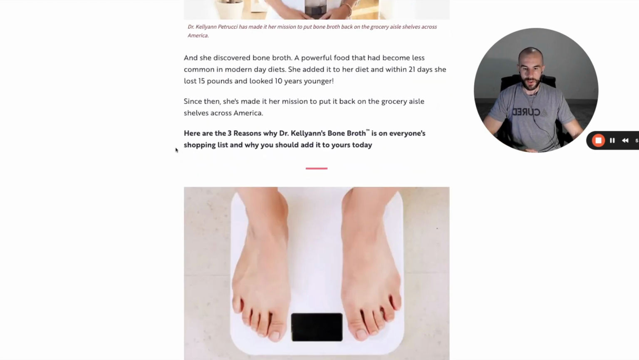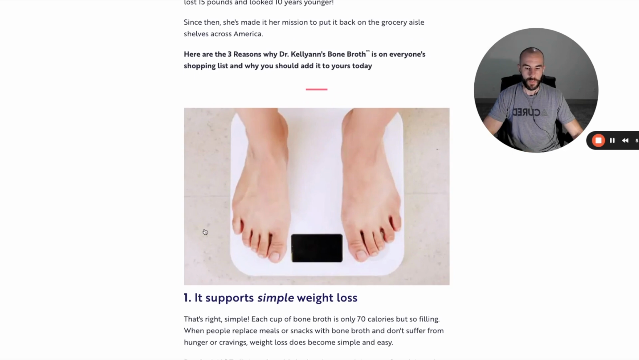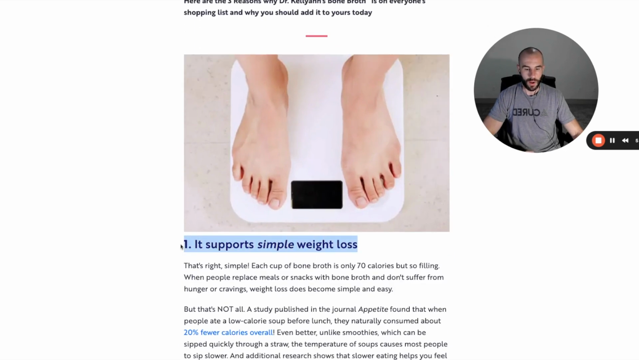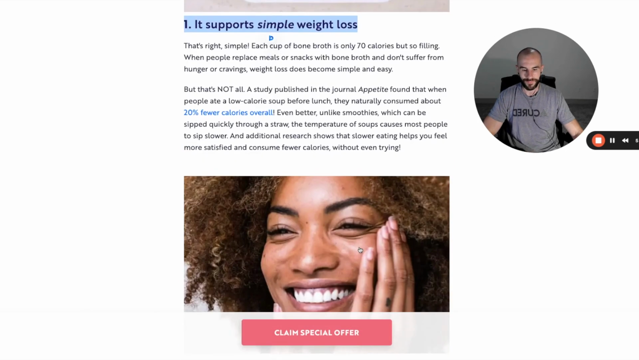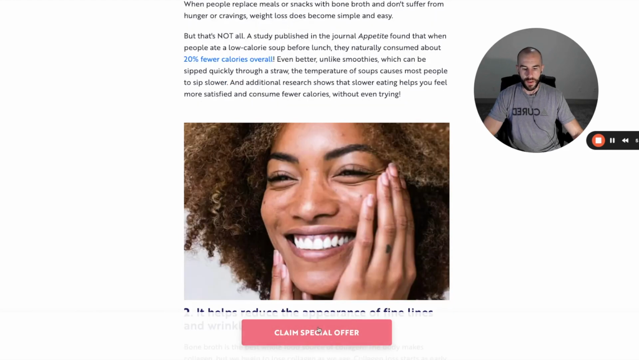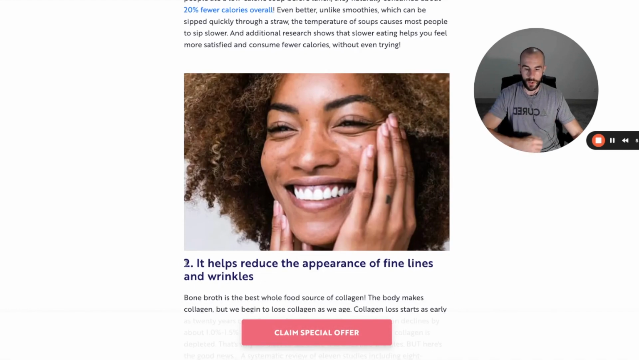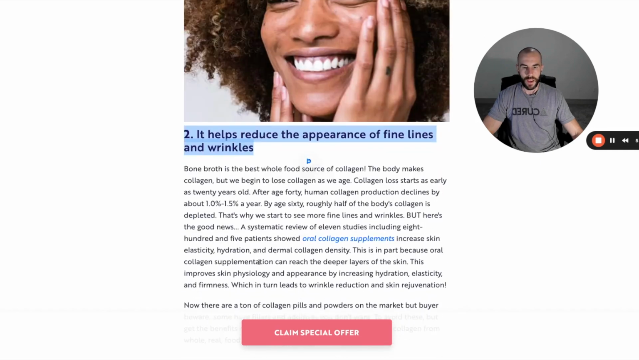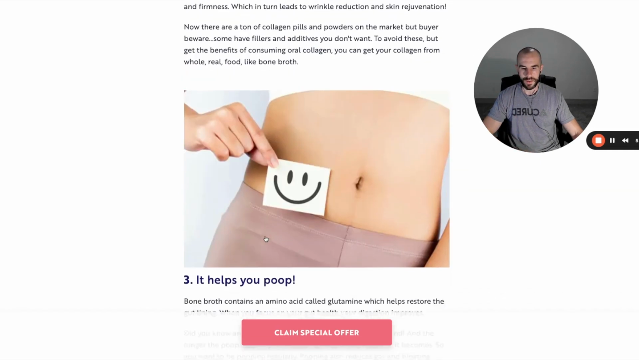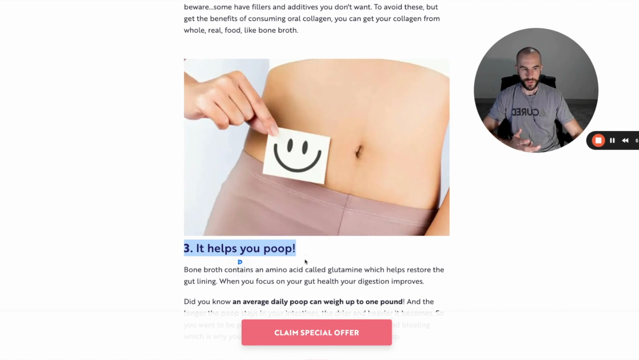And then as we get down into it, we start getting into the 3 reasons that people would want to buy Dr. Kellyanne's bone broth. It supports simple weight loss. And then you see right here, the ability to buy, because we've scrolled far enough down the page, pops up for us. Number 2, helps reduce the appearance of fine lines and wrinkles. And again, you can see exactly who we're selling to in this. It helps you poop, so obviously great for digestion.